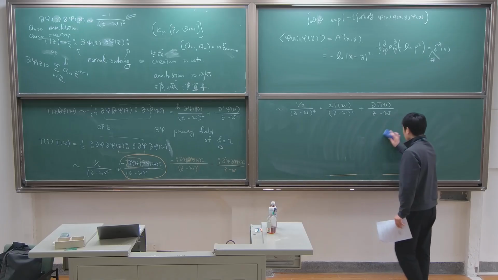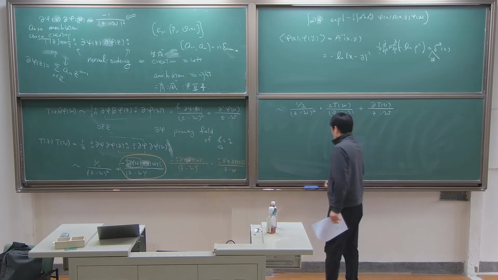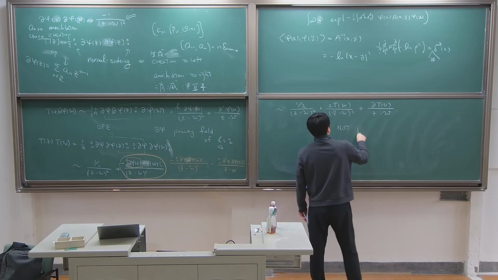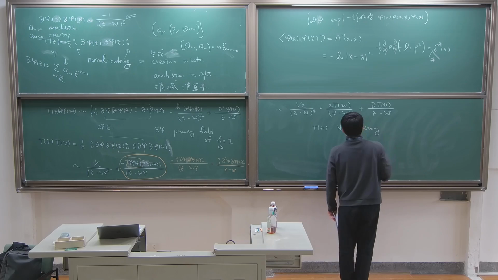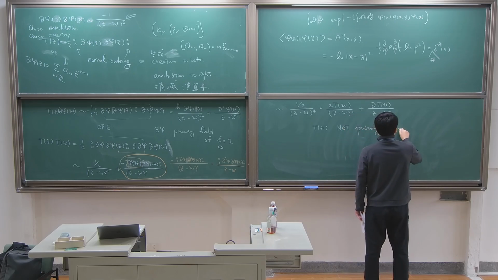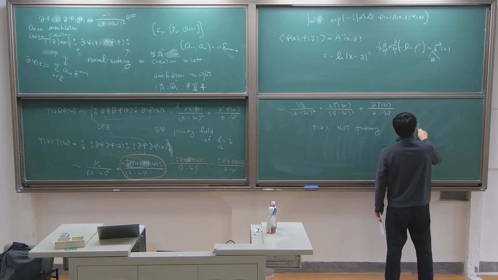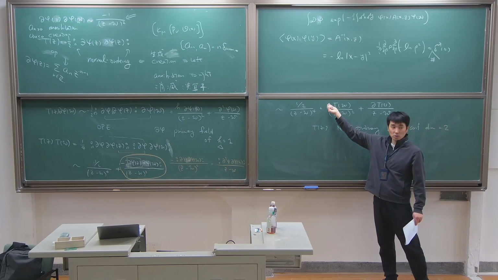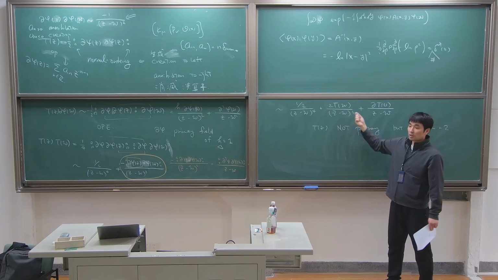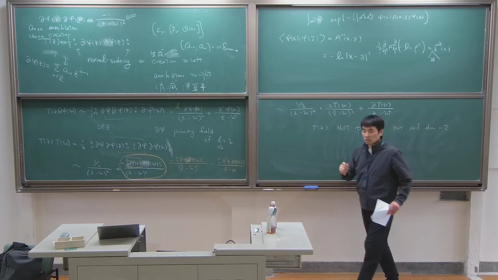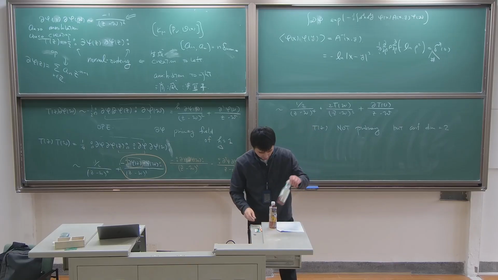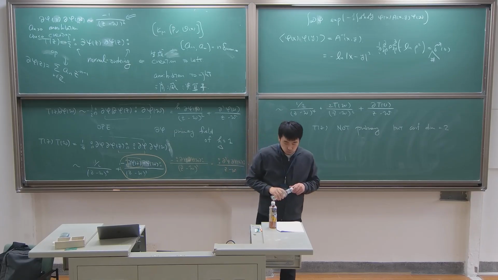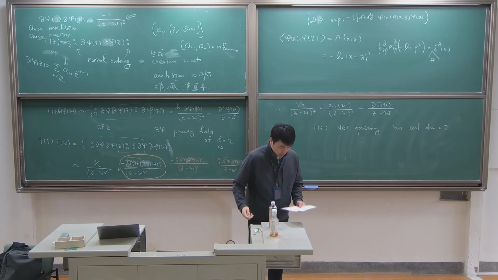Fine. So this means that T of T is not primary here, but the conformal dimension, the scalar dimension, is equal to 2. Here is 2. So this part is universal. This part is universal. Any question at this moment? Okay.